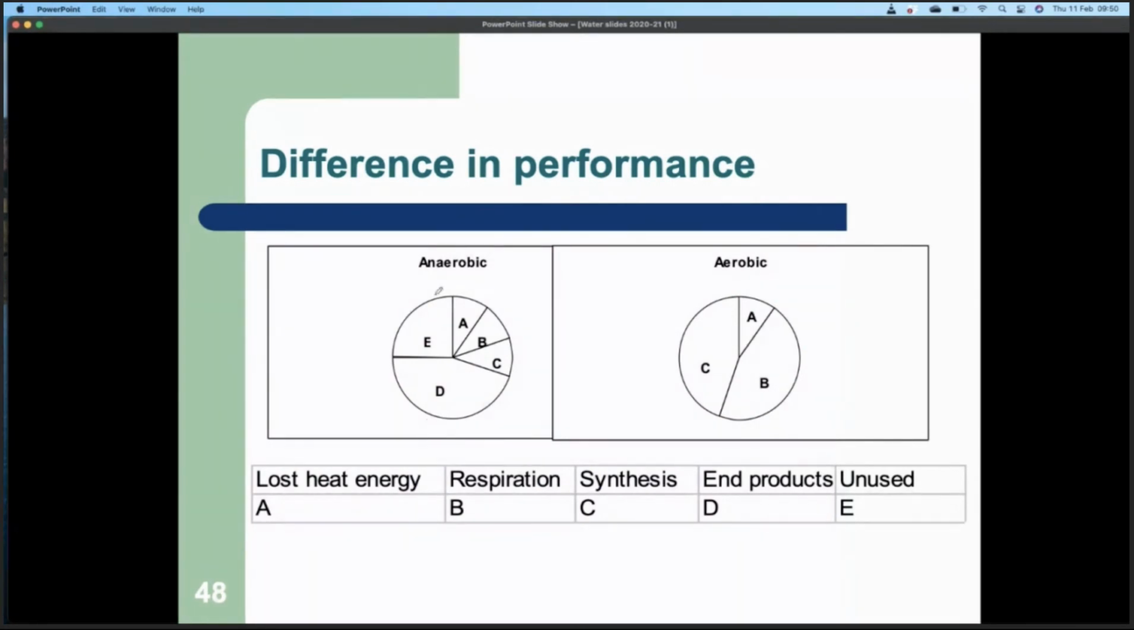So the difference in performance, if you're having pie charts and they're very crude, anaerobic, aerobic, then you see what happens with the energy that comes from the waste material. You have lost heat energy, and there isn't much difference between aerobic and anaerobic. So you can see here that this piece of lost heat energy is about the same for both of them. Then you have synthesis, that means the buildup of body mass. You can see that that's really quite small in anaerobic digestion.